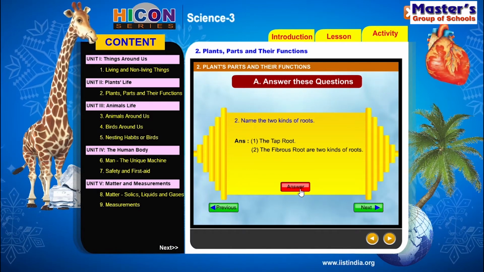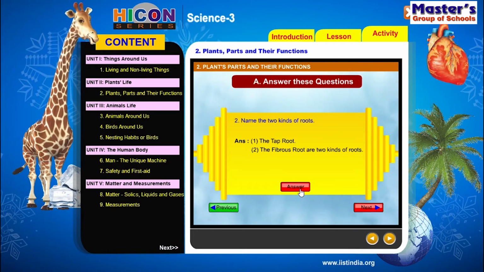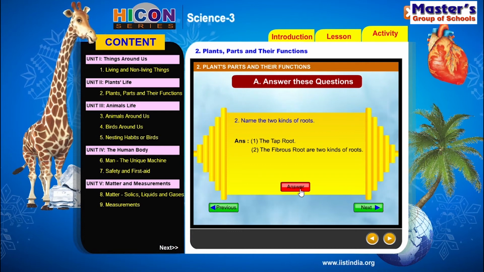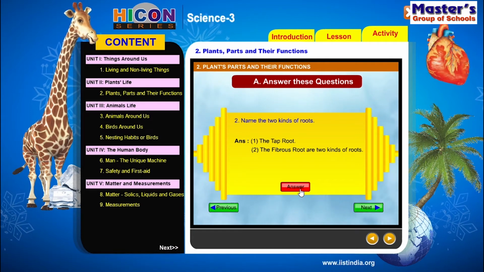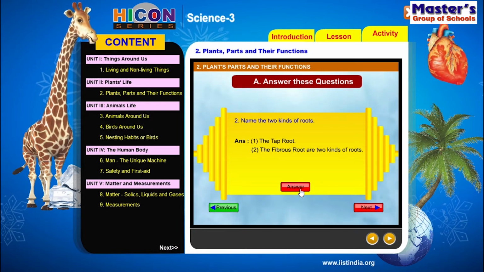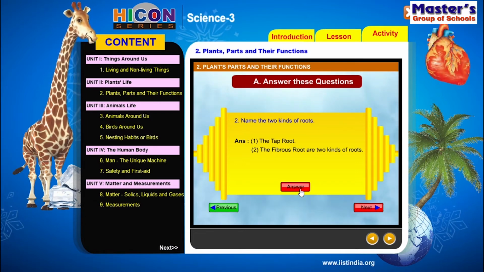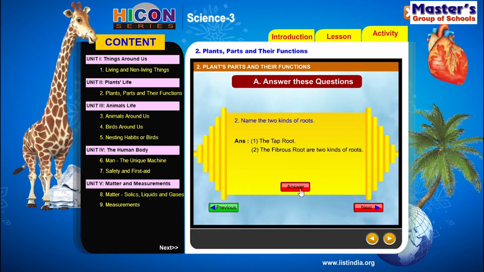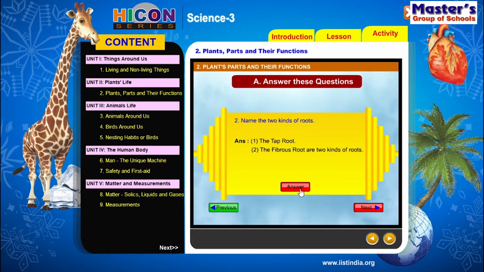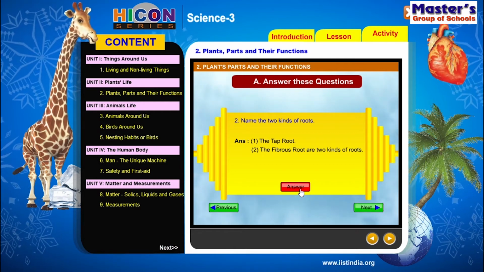So this is about different types of roots. There are particularly two types of roots. The first one is the tap root. Examples for tap roots: most trees have tap roots, like mustard, mango tree, banyan tree, hibiscus and rose. And the second one is the fibrous root. Examples for fibrous roots are grass plants, especially food grain plants like maize, rice, wheat, etc. So children, these are the two kinds of roots. Note down this question and answer in your notebook. So go to the next question.